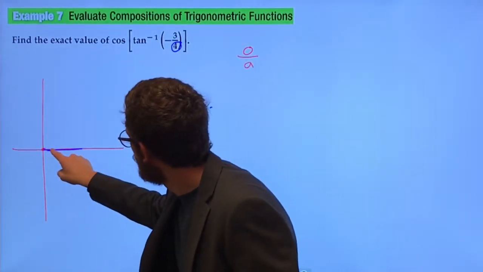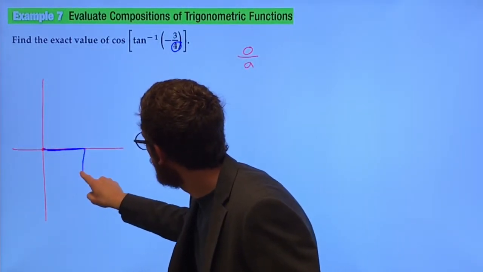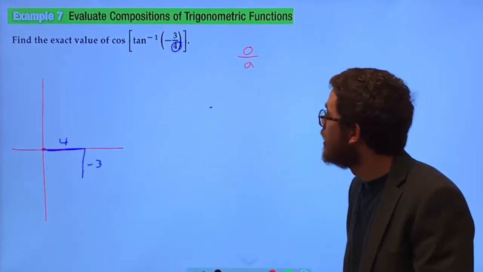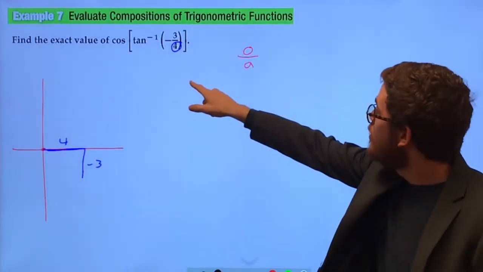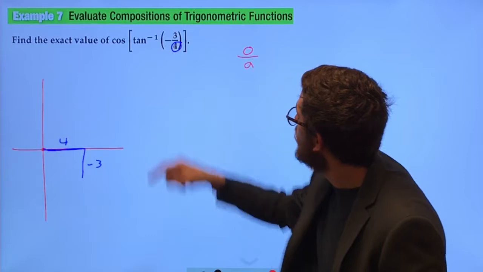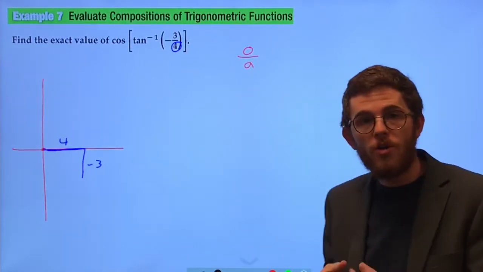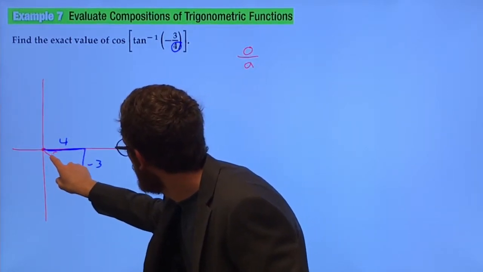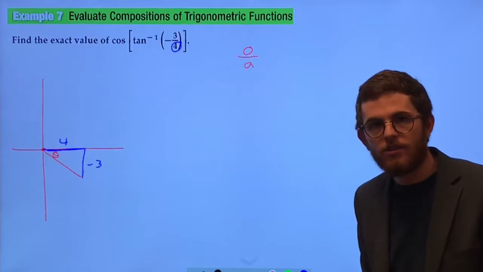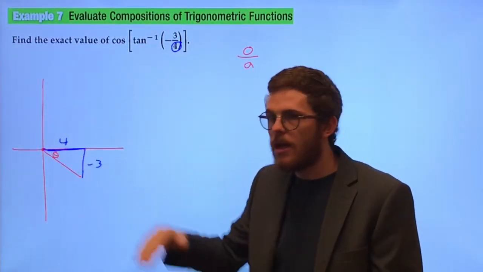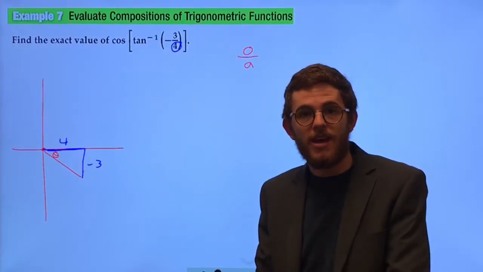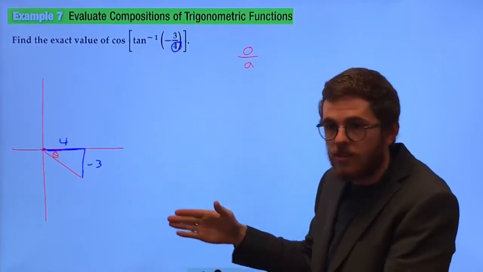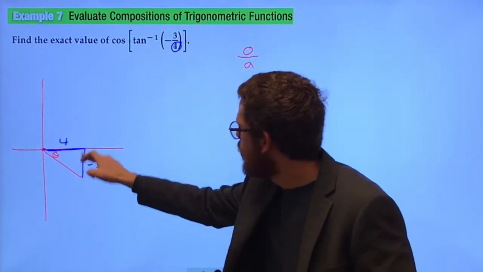So I go my 4 units, and then I must go down 3 units. It must be over 4 down 3. That would satisfy this. The adjacent's on the bottom, the opposite is on the top, and we know that our angle has to be that angle where the vertex is the origin and one of the sides is the x-axis. So this supports that.